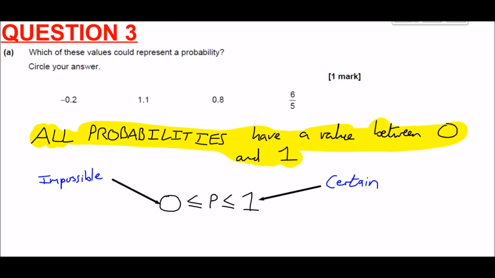The number I'm looking at, and the number you'd have to circle, would be 0.8. 6/5 is bigger than 1 whole, and minus 0.2 is smaller than 0, so the only one it could be would be 0.8.